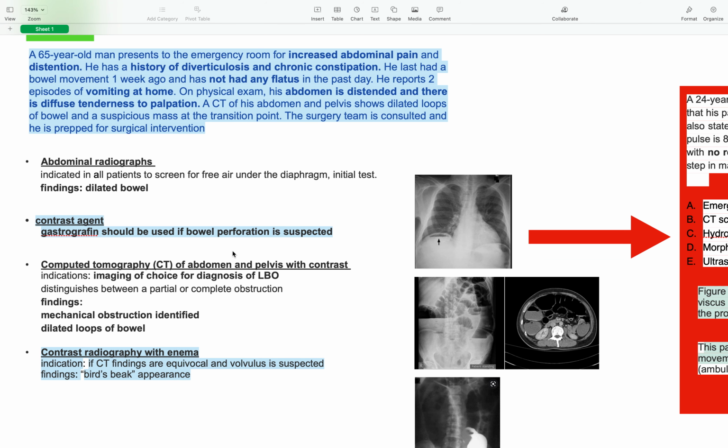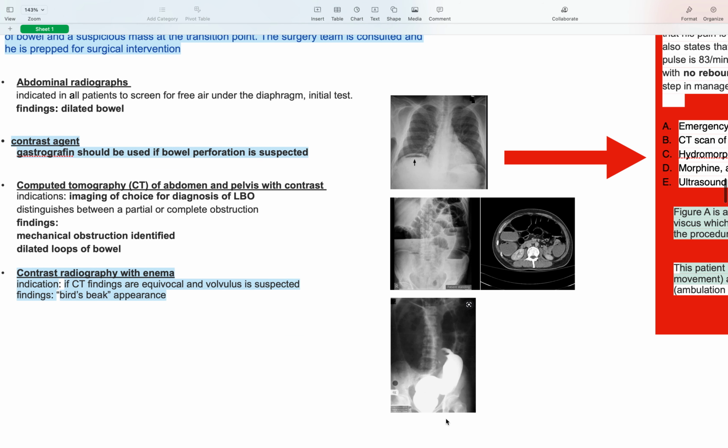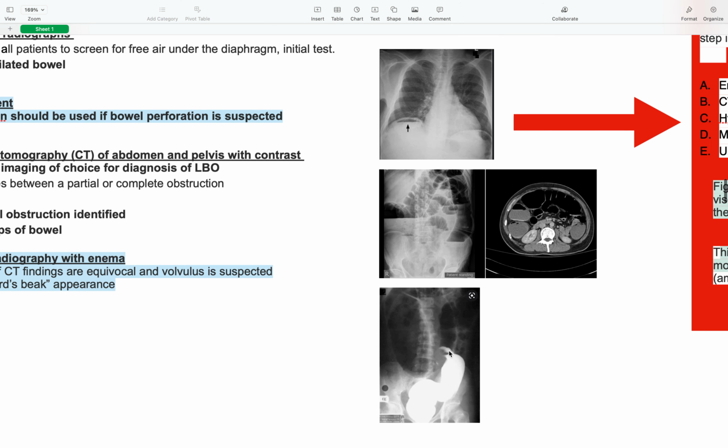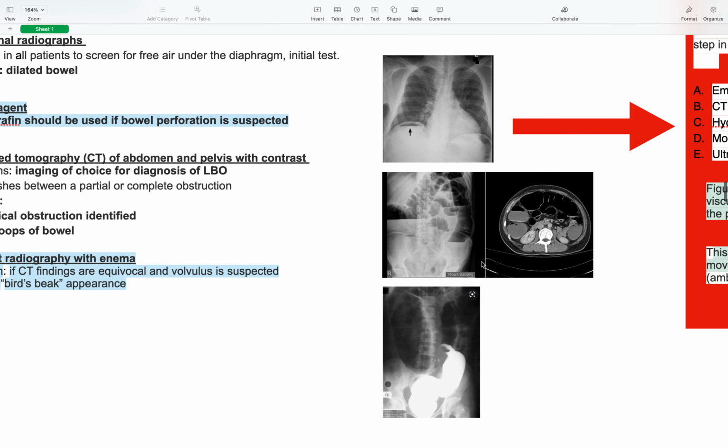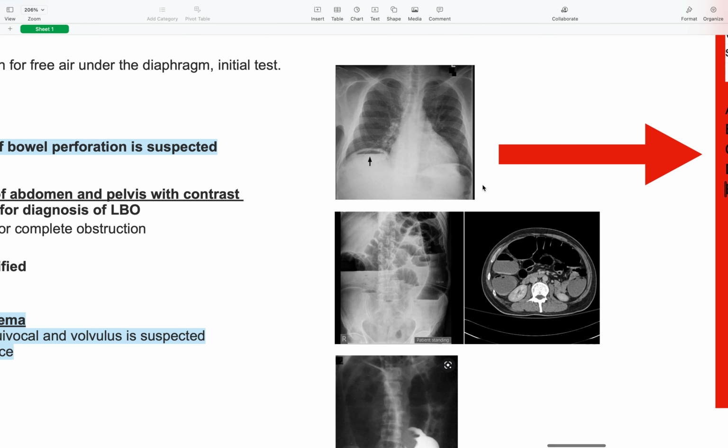Okay, then a contrast radiograph with enema is needed only if you suspect a volvulus, all right, or if the CT scan is equivocal. And the buzzword for volvulus is bird beak appearance on the CT scan. So this is how it looks like. This is the bird beak. All right. So let's talk in detail about air under the diaphragm. Now, not always does air under the diaphragm represent a bowel perforation.